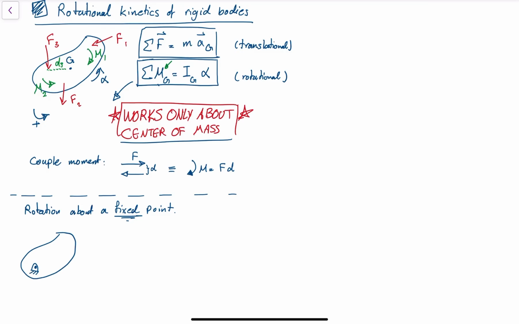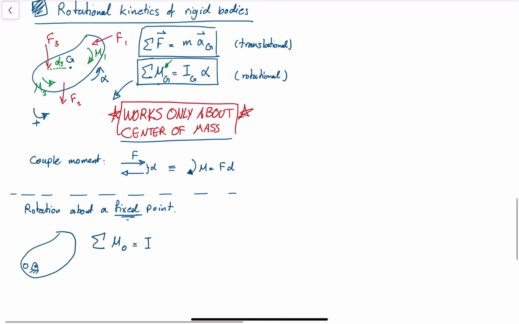This is a fixed point. Let's call it O. The sum of moments about that point O equals the moment of inertia about that point, the new point O. It's no longer the moment of inertia about the center of gravity, times angular acceleration. This works for actual fixed points like hinges or the instantaneous center of rotation.